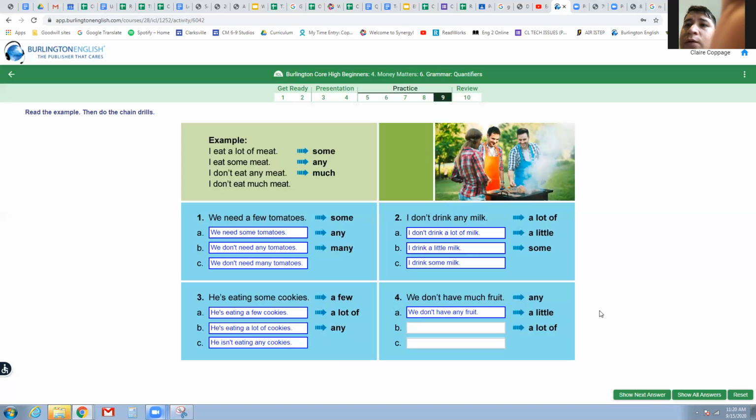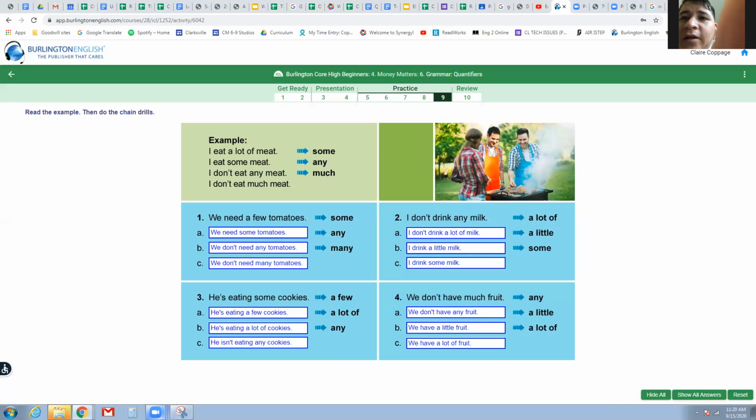We have a little drink, a little fruit. You're on a roll, Sergio. All right, now a lot of. We have a lot of fruit. Great job. Excellent. Any questions about these? Preguntas?